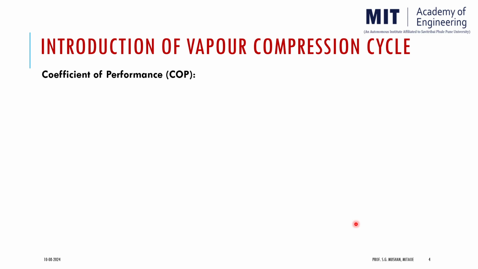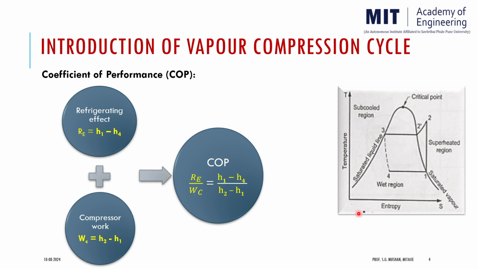Okay, so for that, the parameter that we consider is the coefficient of performance, and it is defined as the ratio of desired output to the work input. So in refrigeration, the desired output that we want is the cooling effect. Okay, so that is why here we term it as refrigeration effect, and the work input is in the form of compressor work. So the refrigerating effect is between 4 to 1. So that is why H1 minus H4. Compressor work is between 1 to 2. So H2 minus H1. And when we take the ratio of these two parameters, then we will get the COP of that particular system.